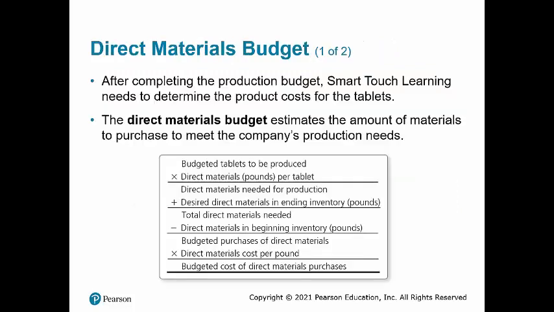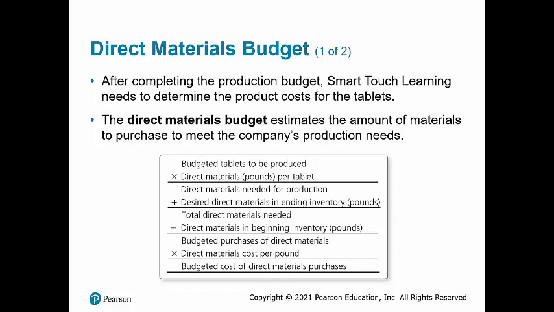Now we're going to talk about how to prepare the direct materials budget. After the production budget has been completed, Smart Touch Learning needs to know how much of the materials they need to purchase in order to be able to meet the company's production needs. After they determine the amount of the direct materials, they're going to multiply that by the amount that the direct materials cost to get the budgeted cost of direct materials purchases. So let's look at this slide to see how you calculate the budgeted cost of direct materials purchases.